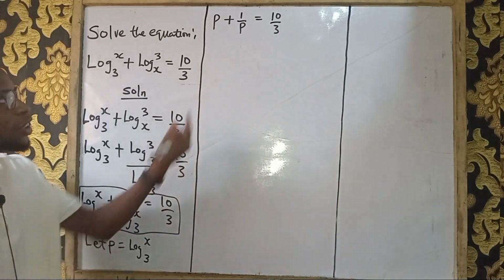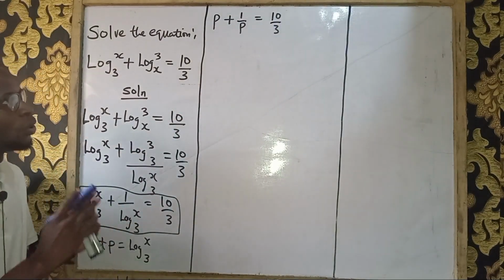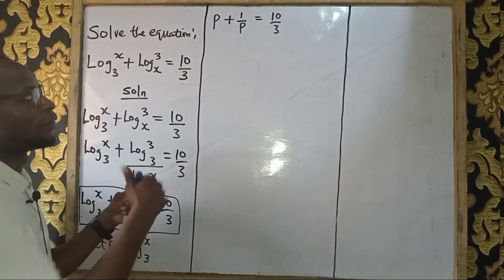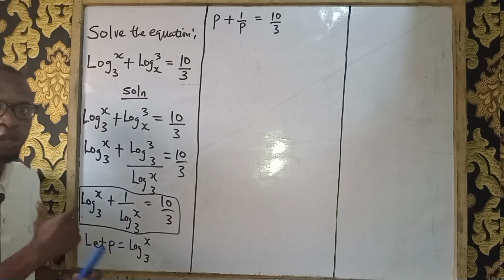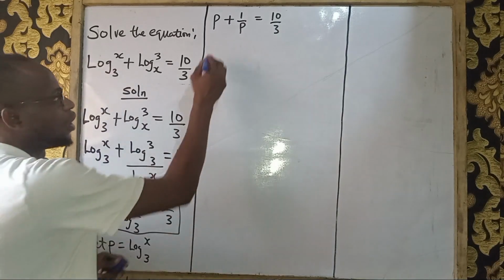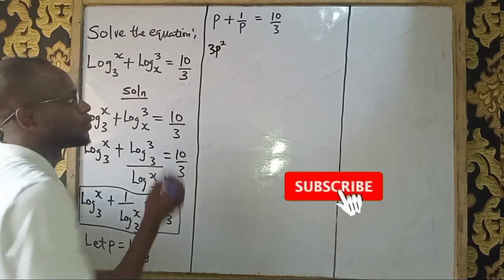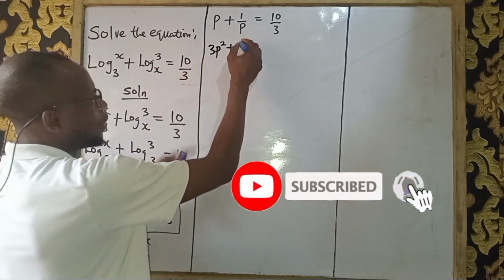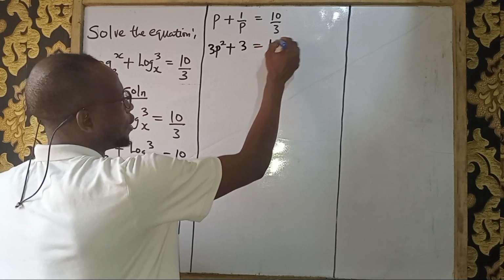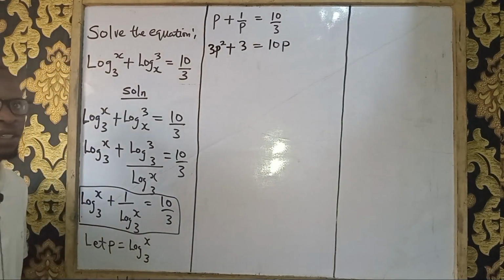So the LCM of this expression is what? 3p. So for us to eliminate this fraction, we have to multiply throughout by that 3p. So if we do that, we will have 3p squared plus 3 is equal to 10p. I believe that is clear.